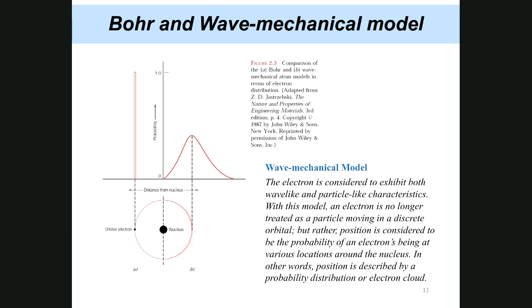So what this is trying to say is that the electrons are gathered around this orbital, and we can actually calculate the probability.